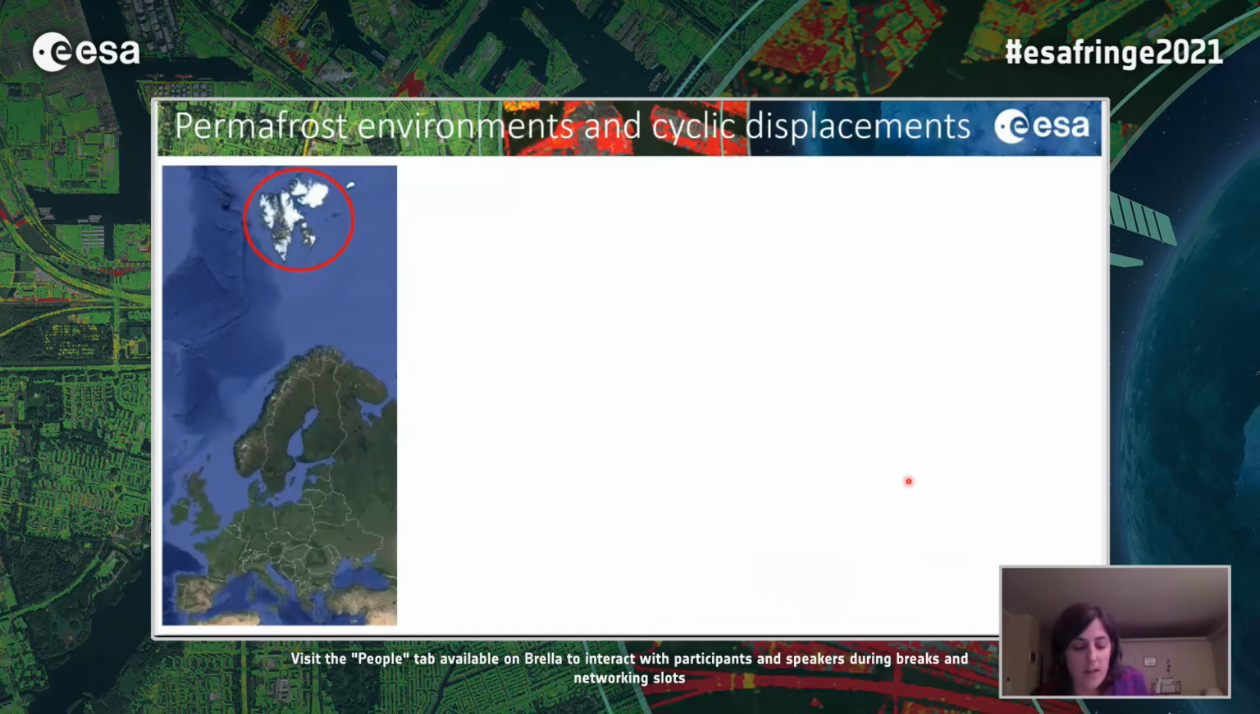So our study takes place in Svalbard. It's an archipelago located between about 79 and 81 degrees of latitude north, directly up from the mainland, Norway.